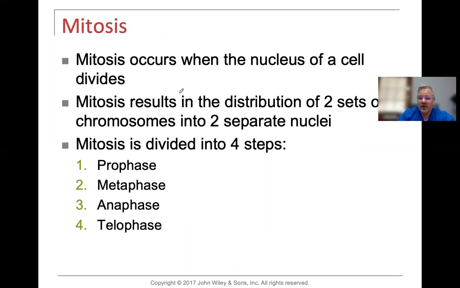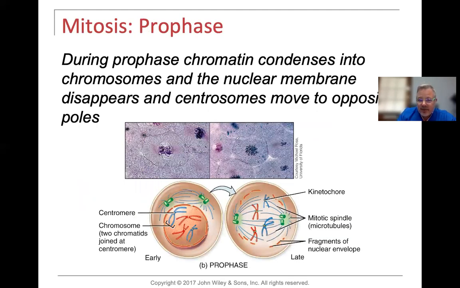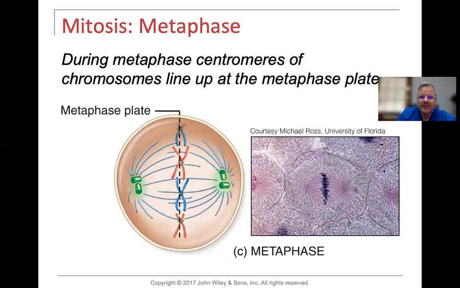So mitosis occurs when the nucleus of the cell divides, and mitosis results in the distribution of two sets of chromosomes into two separate nuclei. And these are the 4 phases that are required. It's called PMAT: prophase, metaphase, anaphase, and telophase. So in the first phase, in prophase, the chromatin is going to condense into chromosomes, and the nuclear membrane disappears, and the centrosomes start to move to their opposite poles, to their opposite sides. And we see that happening here.